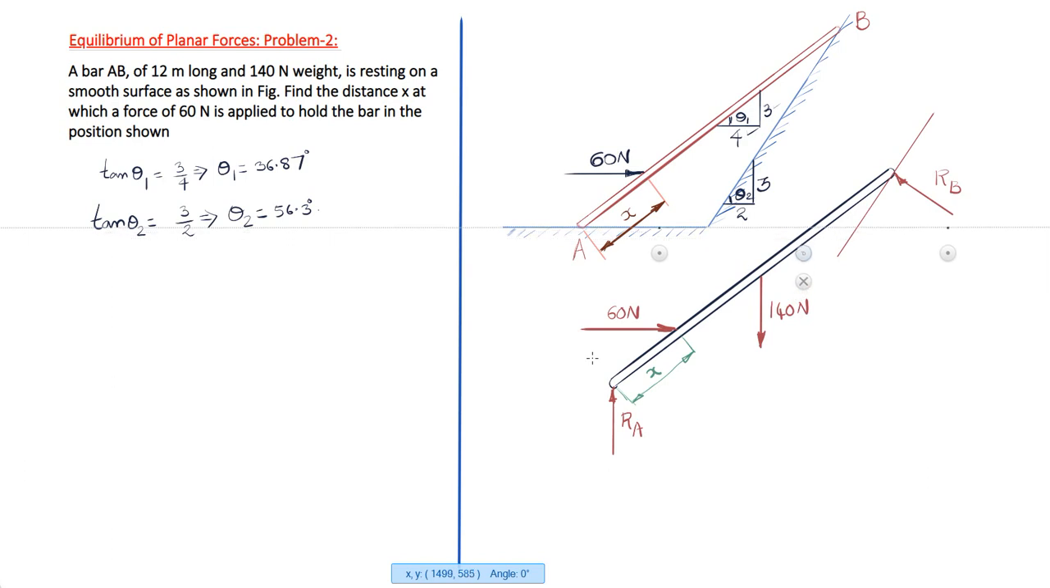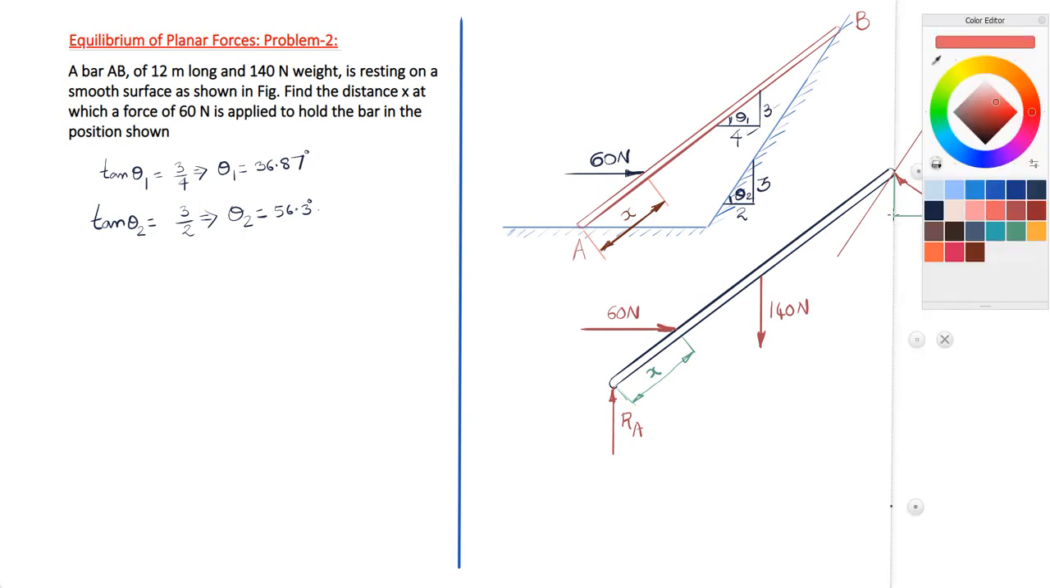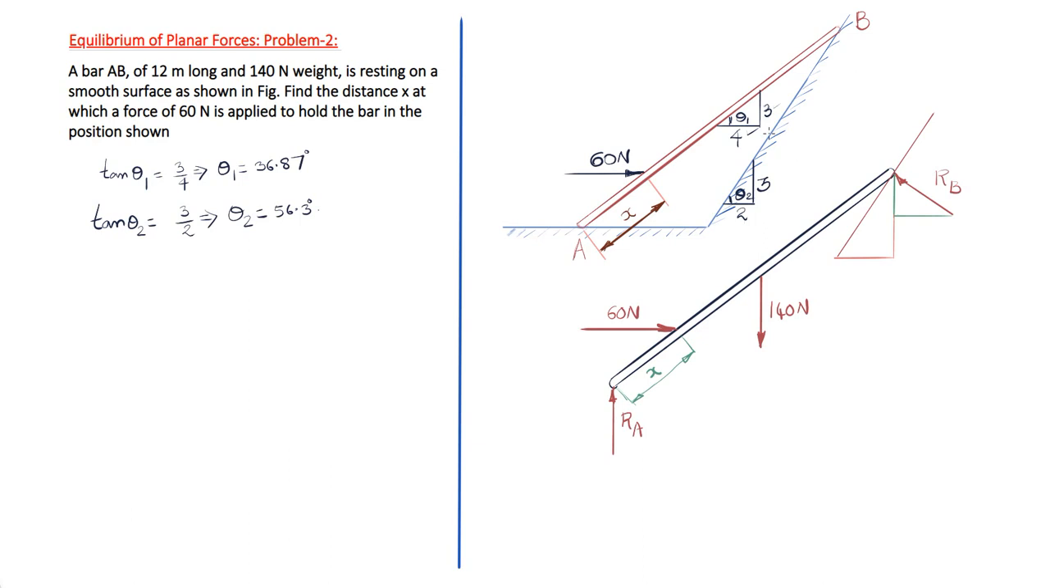For that, let's draw a horizontal from the tail of RB, and then at the tip of RB we draw a vertical to meet the perpendicular we have already drawn. Like this you can construct the right angle triangle. Let us extend this vertical line by some distance and draw one more horizontal. As we see from the previous diagram, the angle the smooth surface makes with the horizontal is 56.3 degrees. We calculated that, theta 2 equals 56.3 degrees, so this angle here is 56.3 degrees.